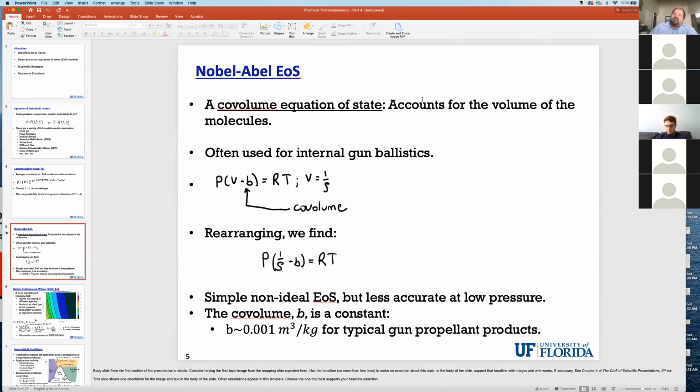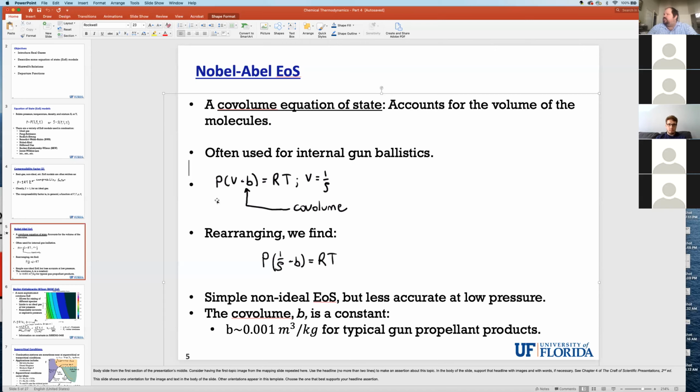Whereas the Nobel-Abel equation of state, which is a co-volume, accounts for the volume of all the molecules. And the Nobel-Abel equation of state, you see it used quite often for internal gun ballistics. So if any of you wind up working for the DoD labs or a company that designs guns and things like that, you will be using Nobel-Abel for that.